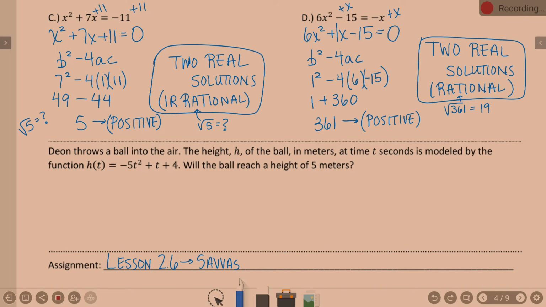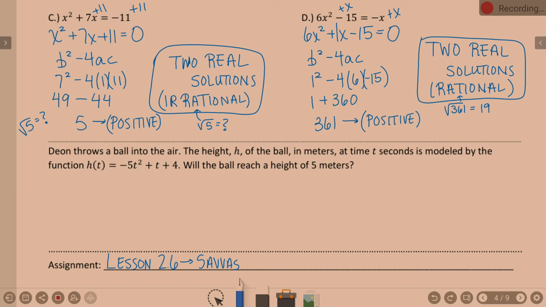Now, we said we were circling back around to Dion today. So, Dion, throwing the ball up in the air again. The height h of the ball in meters at time t seconds is modeled by, I believe this is the same function from yesterday. Different question. Will the ball reach a height of 5 meters? No. He's not very good at throwing. I have faith in Dion, yes. Considering it's only 1 second, 5 meters is like 20 feet in the air. It's a heavy ball.